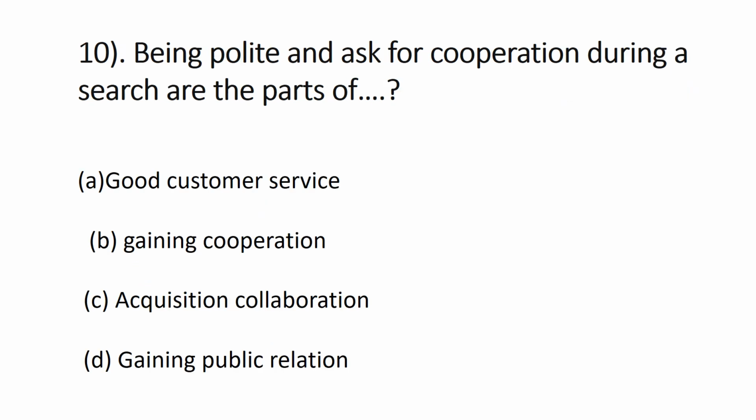Question number 10: being polite and asking for cooperation during a search are part of A, good customer service. B, gaining cooperation. C, acquisition collaboration. D, gaining public relations. The correct answer is B, gaining cooperation. Because you have to gain the cooperation before you conduct a search, right? Let's read it again. Being polite and asking for cooperation during a search are part of gaining cooperation.